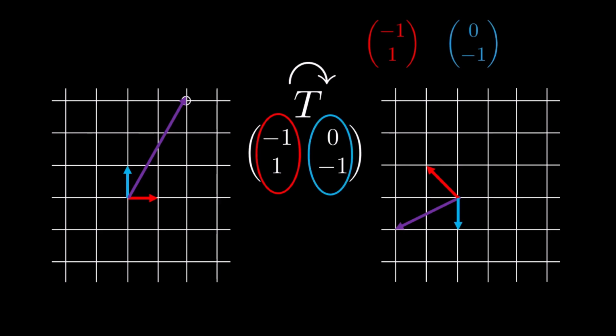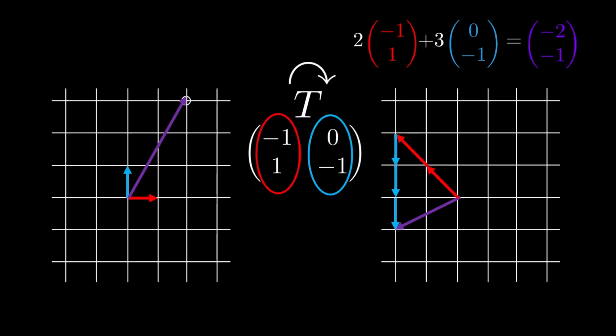Now if you remember, we originally named the purple vector 2, 3 because it took 2 red vectors and 3 blue vectors. Let's see what happens if we combine 2 red vectors and 3 blue vectors the same way in our new space. It turns out that we get our purple vector, and the location of our purple vector is -2, -1.